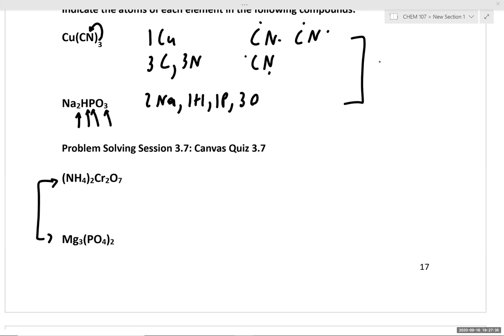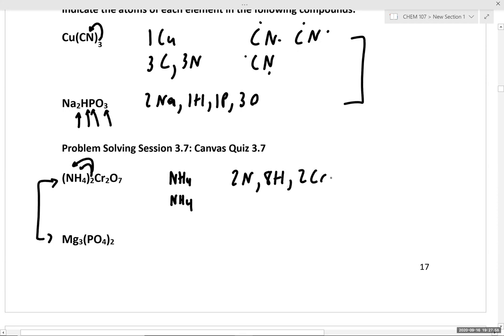Okay, so first and foremost, let's unpack this first structure. The 2 applies to every species, every atom in the parentheses. So we're going to draw out our 2 ammonium units. That tells us we have 2 nitrogens and 4 plus 4, which gives us 8 hydrogens. For chromium, we have 2 chromium atoms. And for oxygen, we have 7 oxygen atoms.